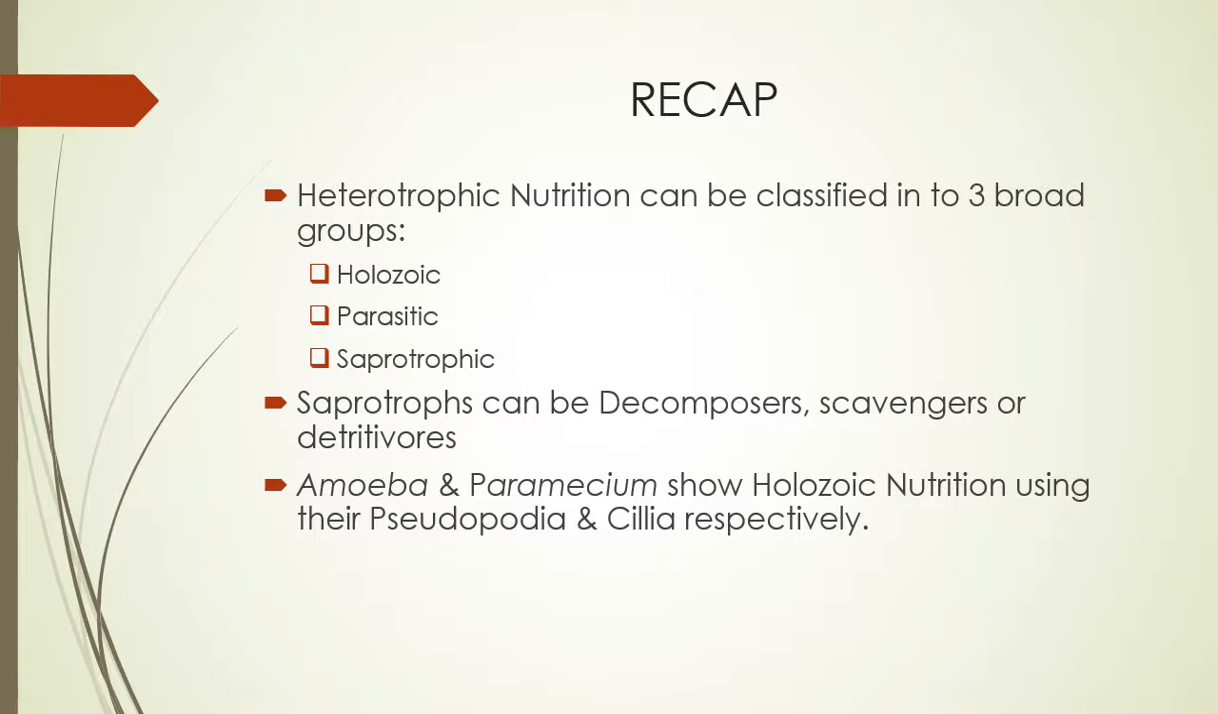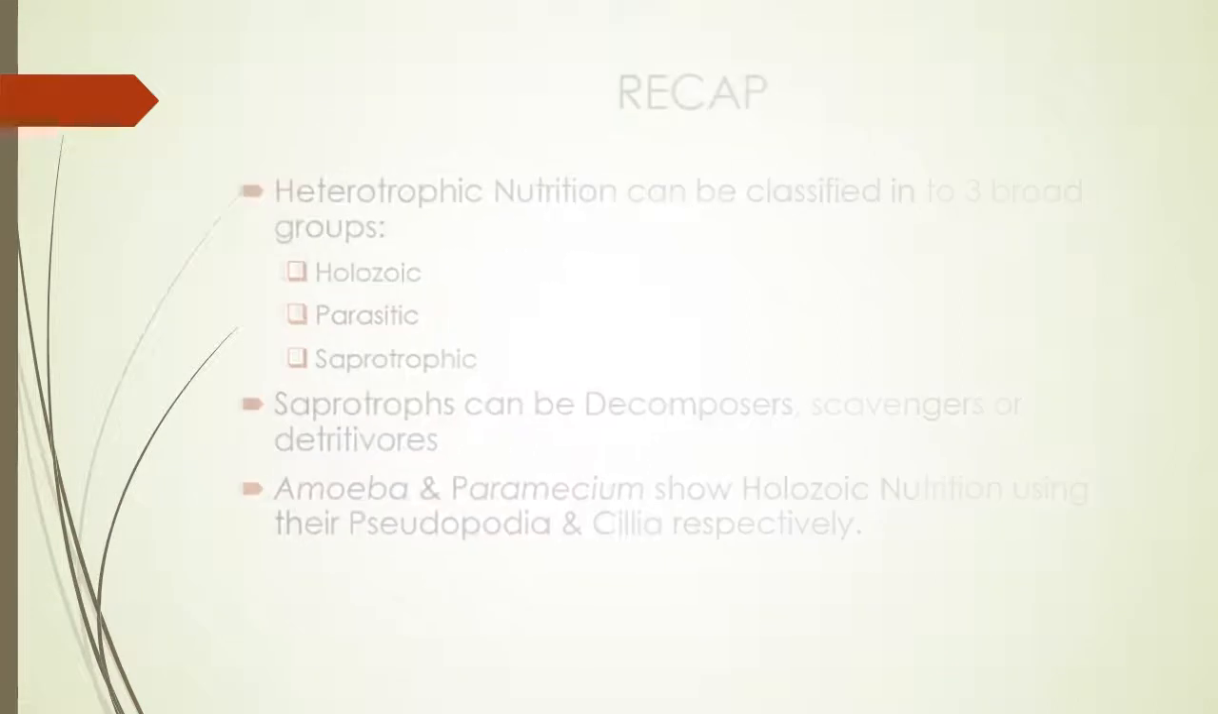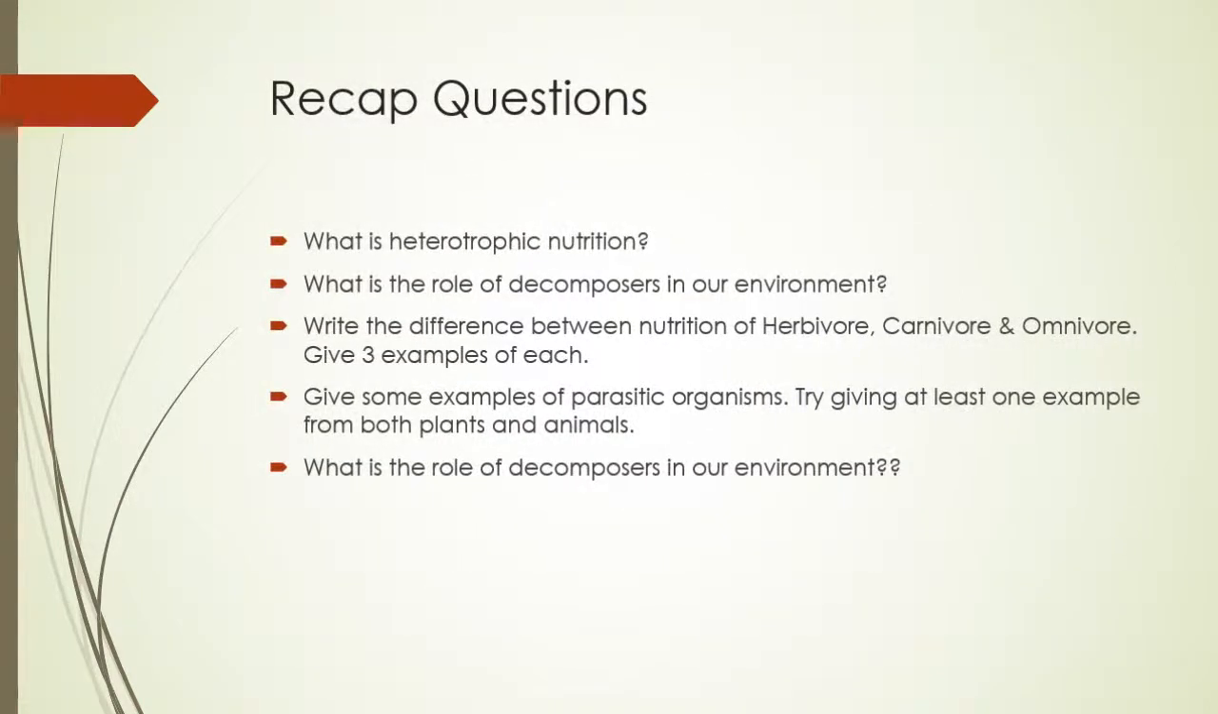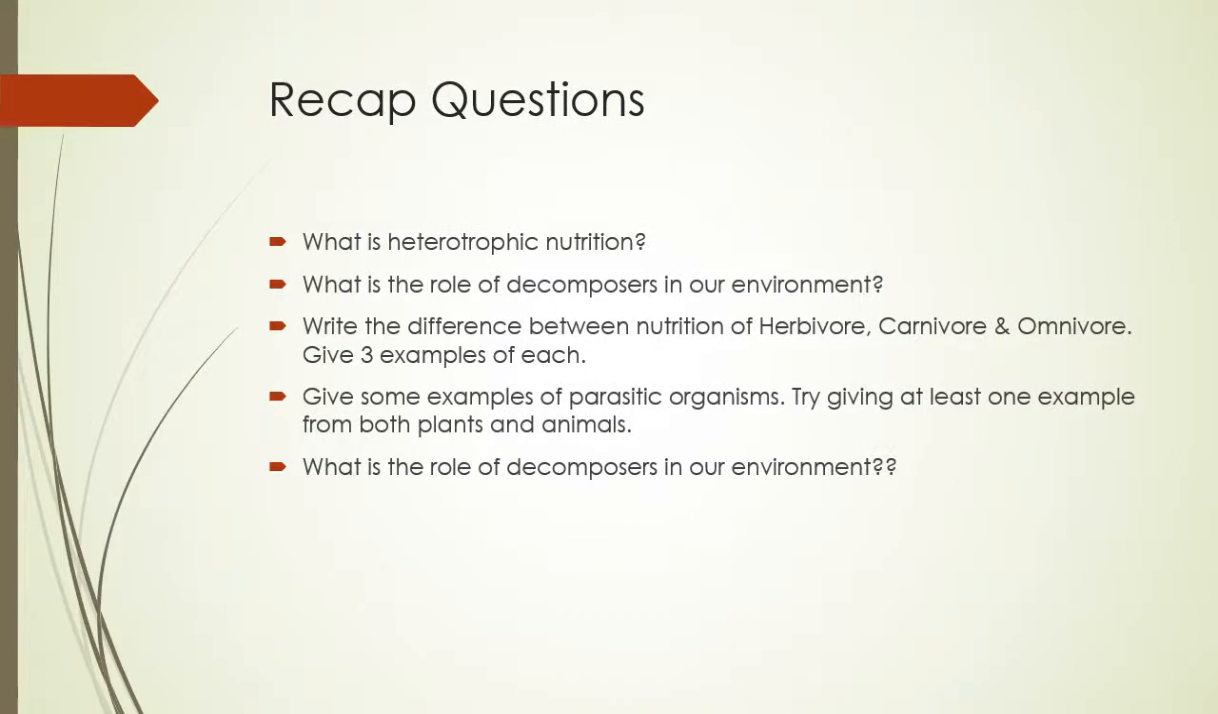Now, a quick recap. Heterotrophic nutrition can be classified into three broad groups: Holozoic, Parasitic and Saprophytic or Saprotrophic. Saprotrophs can be decomposers, scavengers or detritivores. Amoeba and Paramecium show Holozoic nutrition using their pseudopodia and cilia respectively.